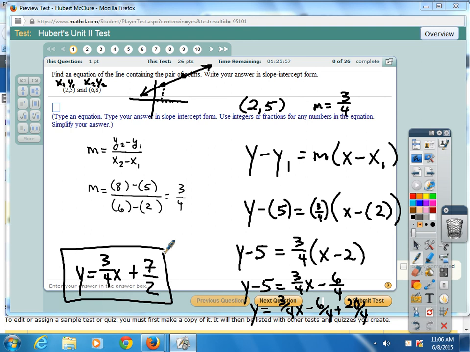If you change that to 3 halves, it would be negative 3 halves plus 10 halves, which would give you 7/2, 7 halves. So you get the same answer either way.